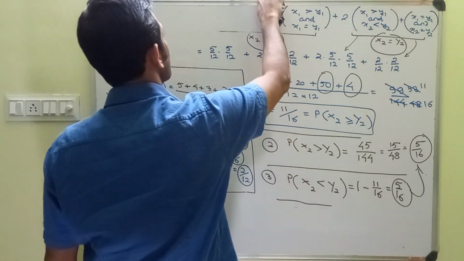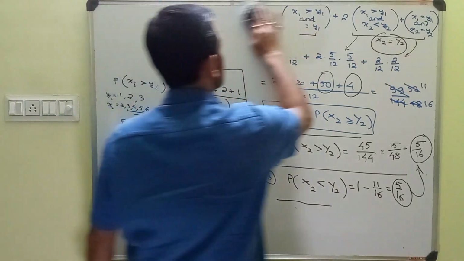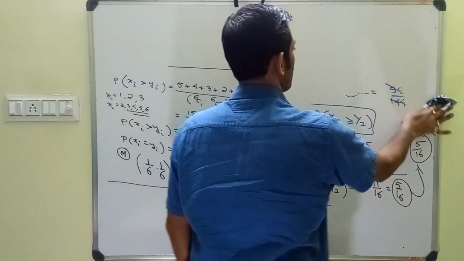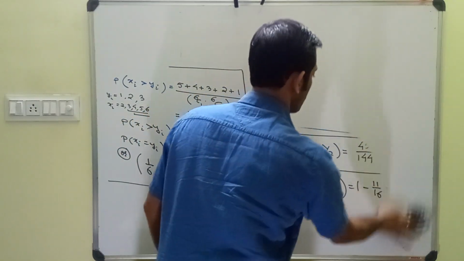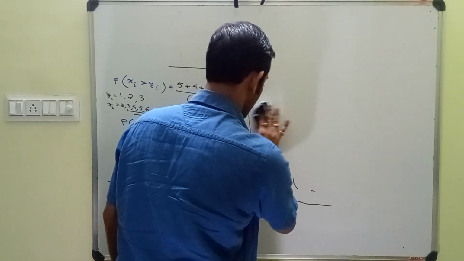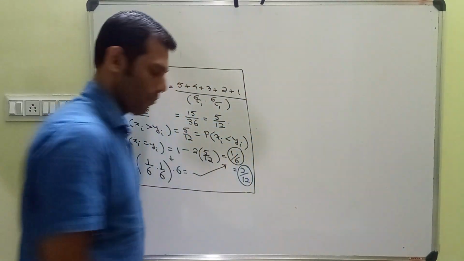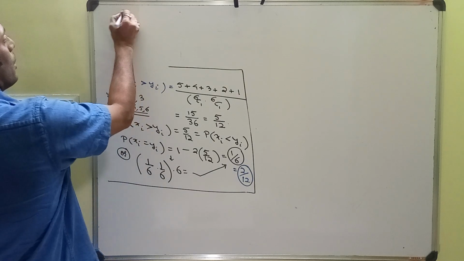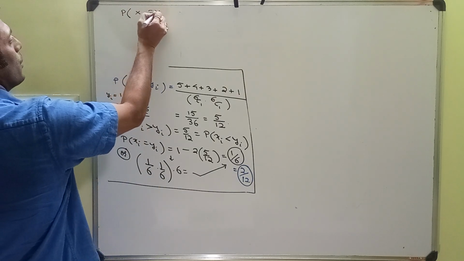3 consecutive games. Suppose there are 3 consecutive games which are being played. Then P of x3 and y3 would be calculated here. So if I go for the fourth question, the question goes like this: probability of x3 equal to y3, P of x3 equal to y3.